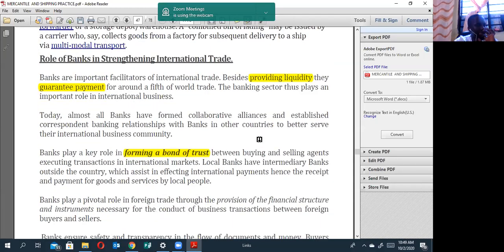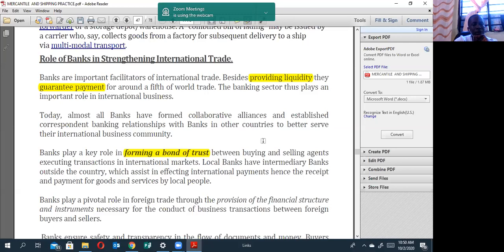Now, we want to see the roles which the financial institutions like banks play in global trade. So banks are very important facilitators when it comes to global trade. Apart from the provision of liquidity, that is the cash required, they also guarantee payment for around a fifth of world trade. So the banking sector plays a very vital role in international business. So as we speak, almost all banks have formed collaborative alliances, and they have established a correspondent banking relationship with the banks in other countries to better serve the international business community.